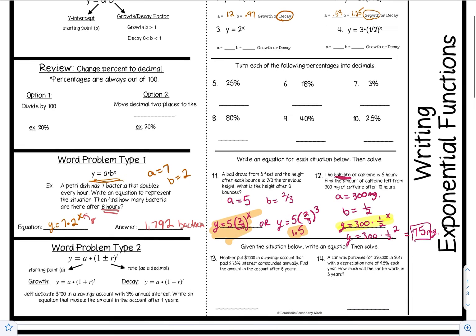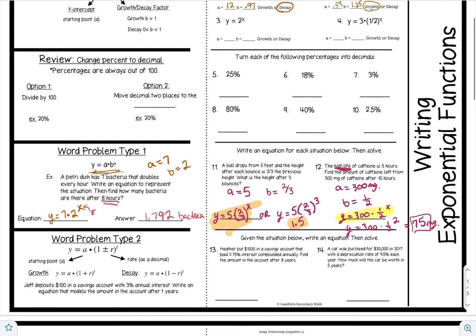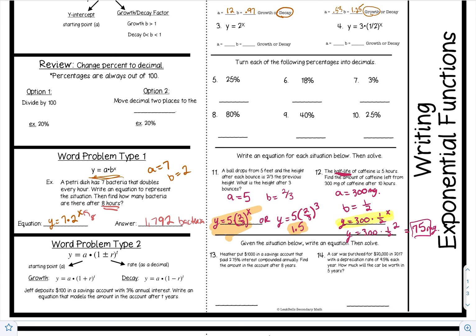All right, we're done with the first type of word problem. That one is pretty straightforward. You just have to know that double means 2, half-life means 1/2 for your b, and triple would mean 3. When we talk about the second type of word problem, before we talk about it, we need to review how we change percent to decimal.